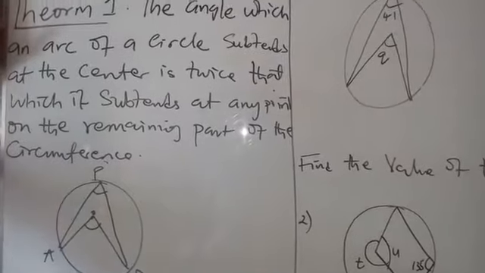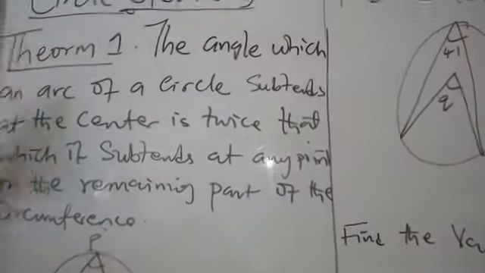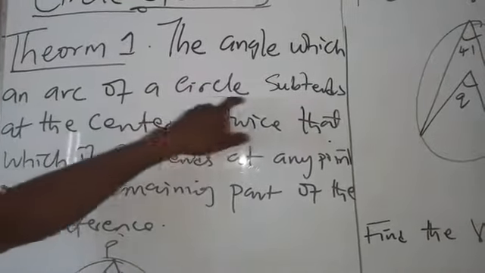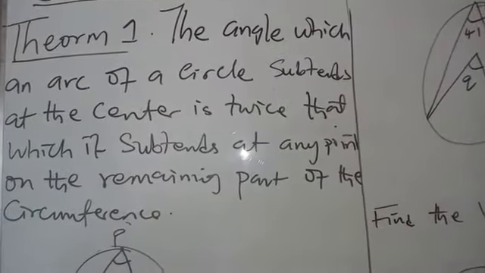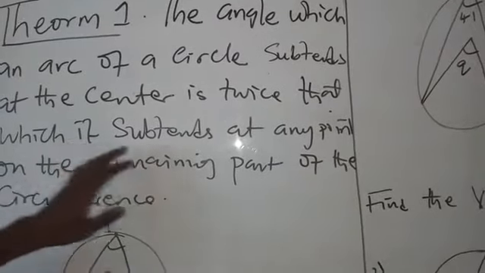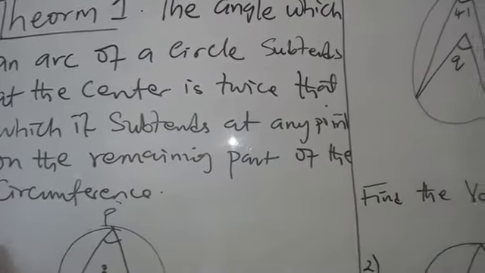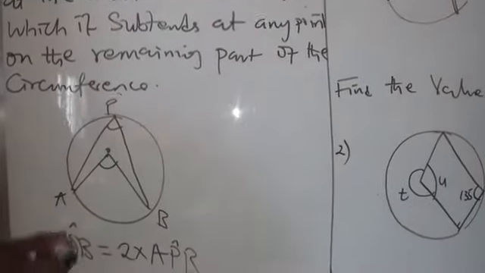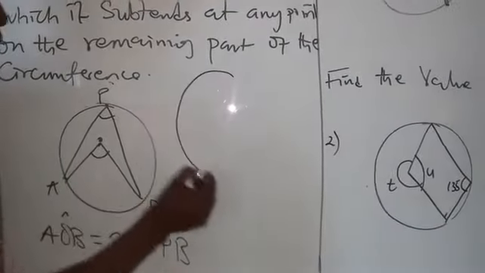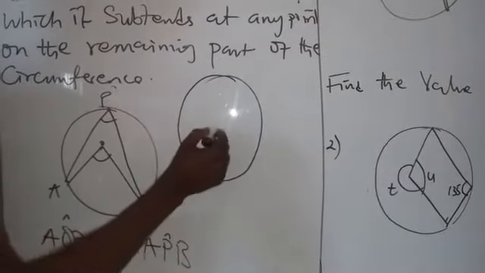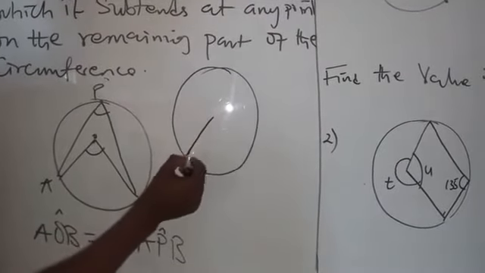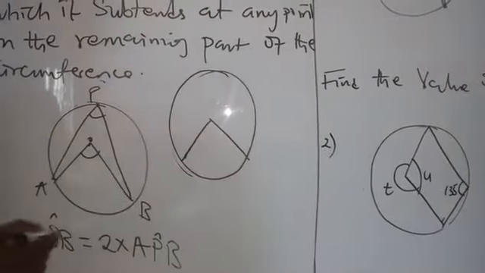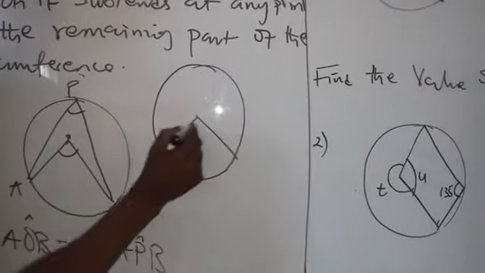So we're going to start with the first theorem, which is Theorem 1. The first theorem says that the angle which an arc of a circle subtends at the center is twice that which it subtends at any point on the remaining part of the circumference. So this theorem is telling you that when you draw a circle, and this is a radius of the circle which touches the circumference, this line is actually the circumference of the circle, and this thing is called the radius.